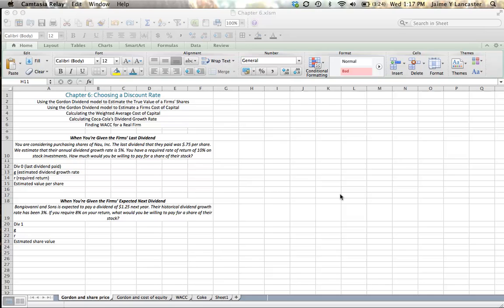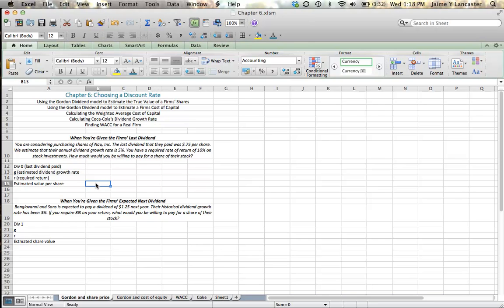In this chapter, we're introduced to the Gordon Dividend Model, which can be used to estimate the firm's cost of capital, but that can also be used to estimate the true value of a firm's shares. There's two different scenarios that we face when we're trying to figure out the actual value of a company's shares. One is when we're given the last dividend that the firm paid, and one when we're given the firm's next expected dividend.